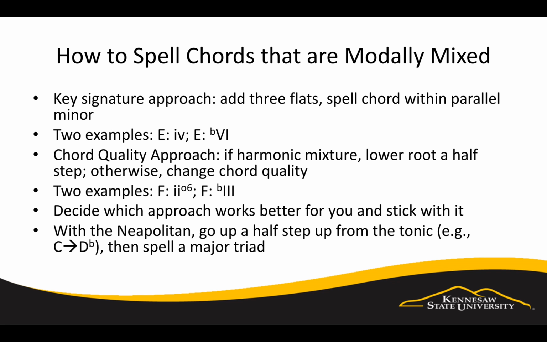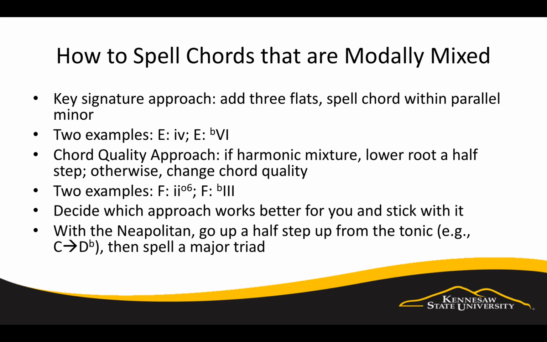So we're in the key of E major, and we want to spell the chord minor 4. Now let's first spell diatonic 4. So E, F sharp, G sharp, A. So diatonic 4 would be A, C sharp, E. Okay, now let's add 3 flats or subtract 3 sharps from the E major key signature. And then we get A, C natural, E.